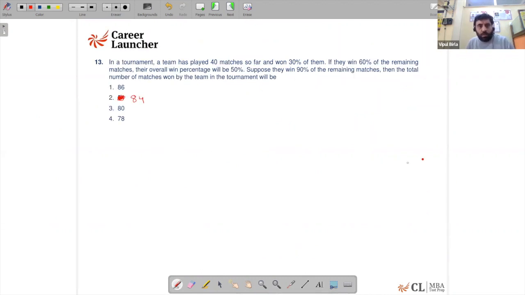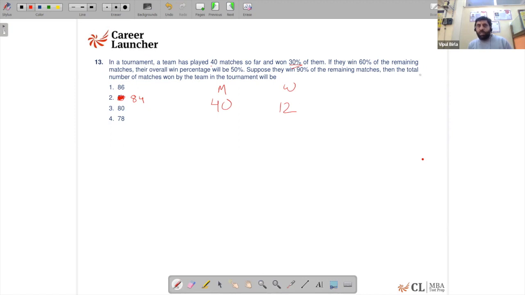In a tournament, a team has played 40 matches so far and won 30% of them. Okay, out of 40, 30% won, right? If they win 60% of the remaining matches, then their overall win percentage will be 50%. Suppose they win 90% of the remaining matches, then the total number of matches won by the team in the tournament will be. Now, initially, they have stated that the team has played 40 and won 30% of that. So therefore, 30% of 40 is going to be 12. So that means as of now, out of the 40 matches, the team has won 12.